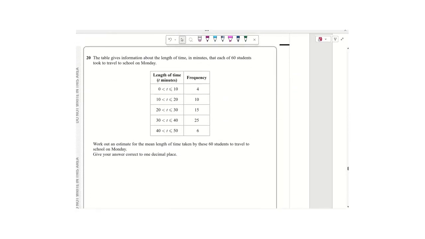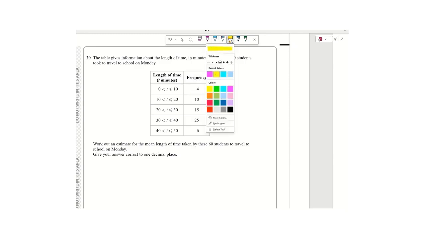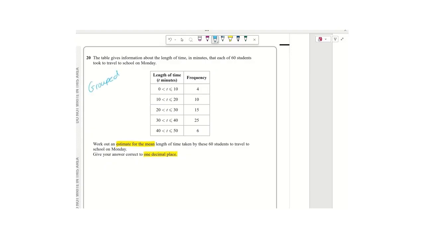Question 20. We've got information about how long it takes students to get to school. And they've put it into groups of 10-minute intervals. And we're asked to find an estimate for the mean. And we're then told to give our answer correct to 1 decimal place. Now, this is called a grouped frequency table. When you have one of these, they will always ask you for an estimate because you don't know the exact numbers, but your method will always be the same.